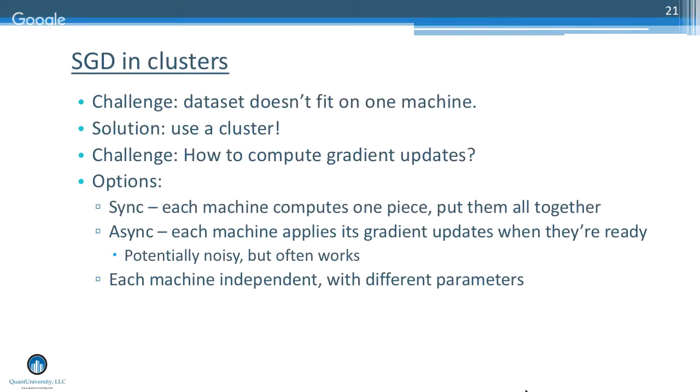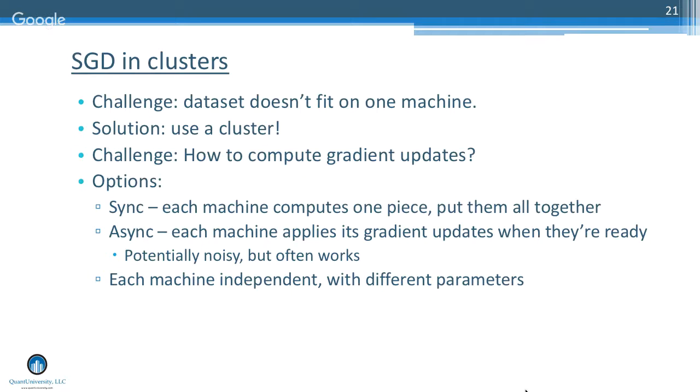So in terms of stochastic gradient descent and clusters, in case you are running it on a machine and you don't have the entire data set which can fit on one machine, one thought would be to just use a cluster. The key aspect of stochastic gradient descent is the iterative aspect of the algorithm, right? If you wanted to compute these gradient updates, one thing could be synchronous, wherein each machine computes one piece, and then you put all of them together, if you can't fit everything on one machine.